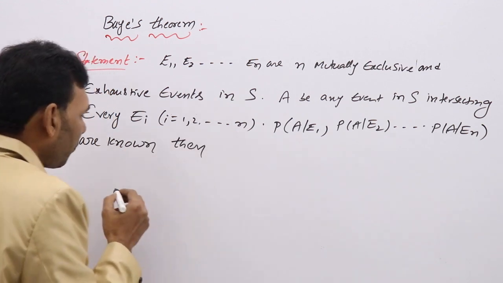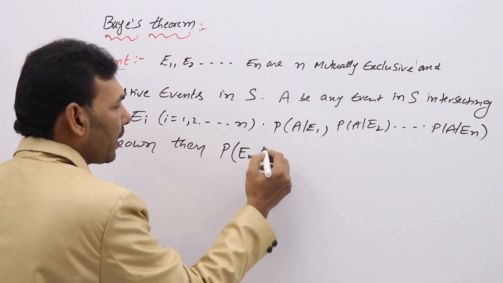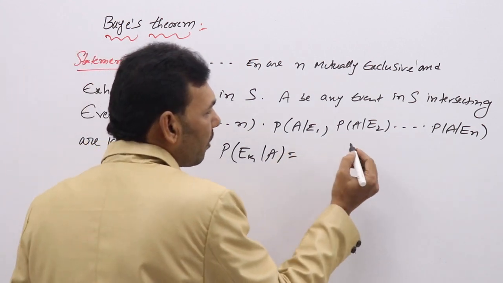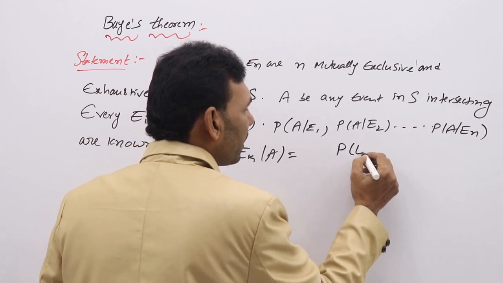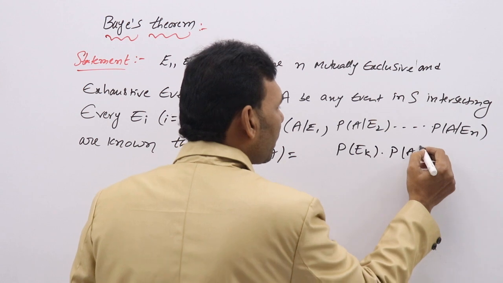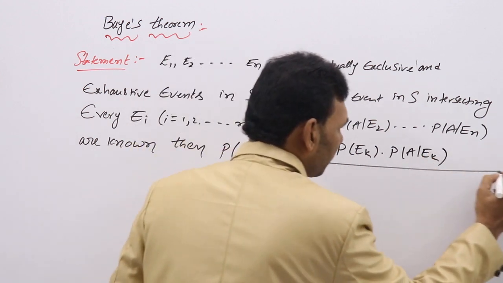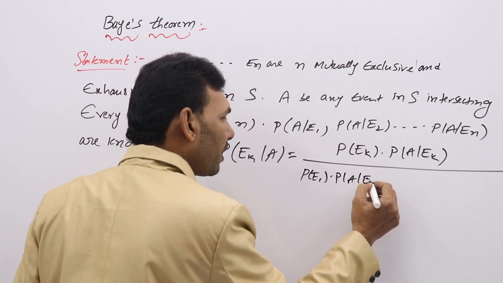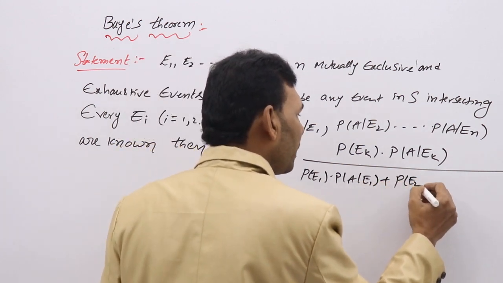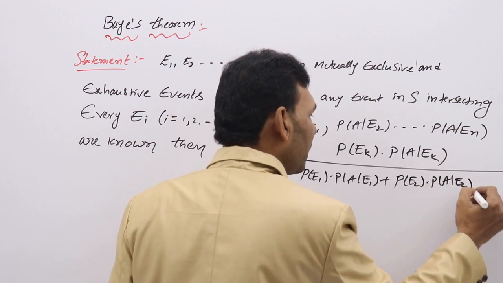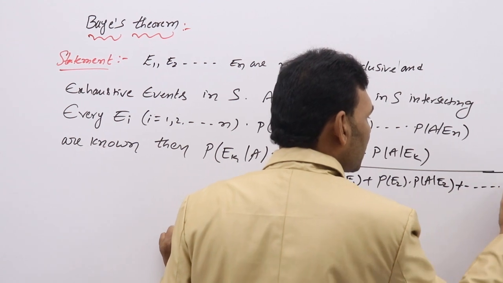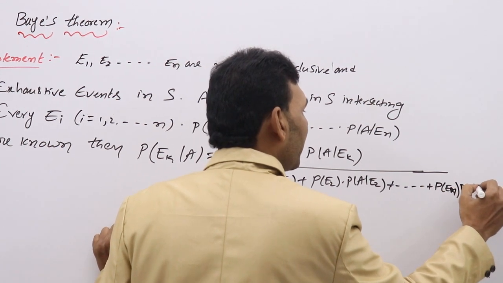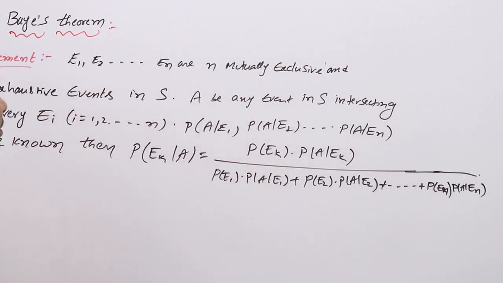Then probability of Ek given A, where Ek is any event between E1 to En, can be written as probability of Ek into probability of A given Ek by probability of E1 into probability of A given E1 plus probability of E2 into probability of A given E2 plus so on plus probability of En into probability of A given En. So this is the actual statement of Bayes theorem.